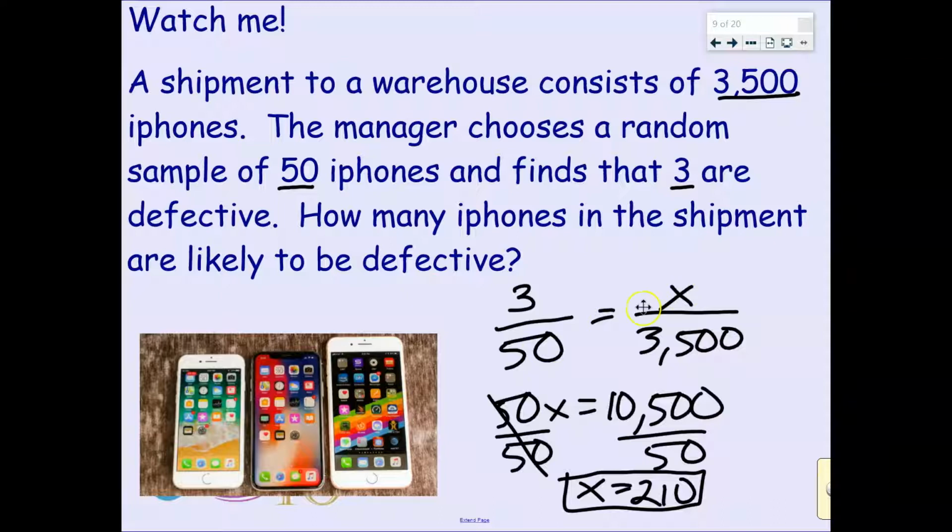So then if I cross multiply, I get 50x right there. 3 times 3,500 is 10,500. And then I solve for x by dividing by 50 on both sides, and that gives me a final answer of x equals 210. So that tells me out of those 3,500 iPhones, I can predict that 210 of them are going to be defective.